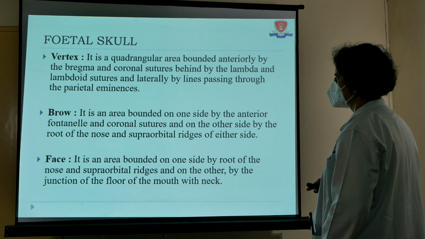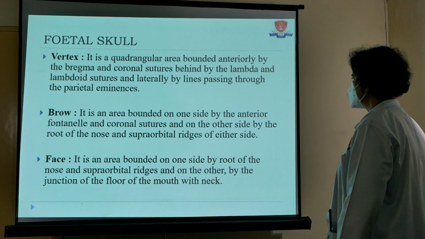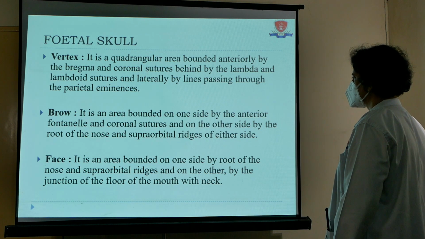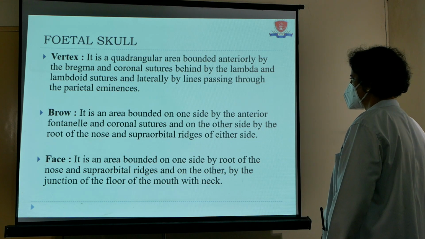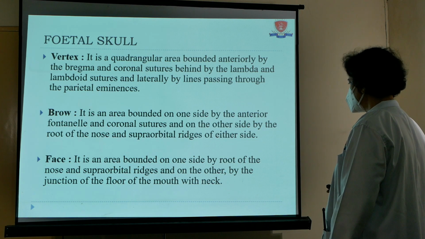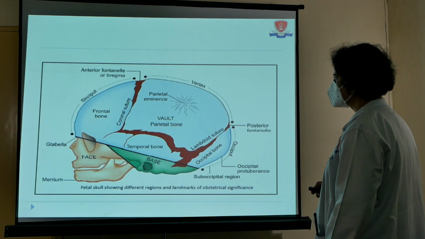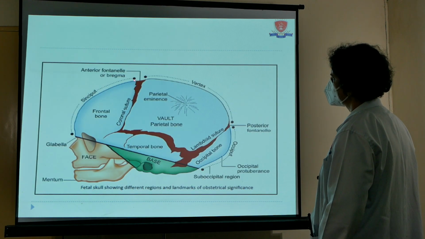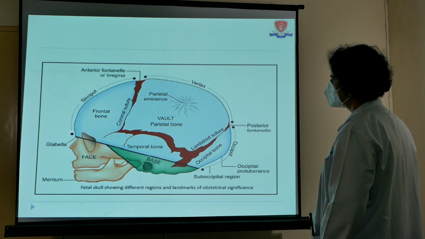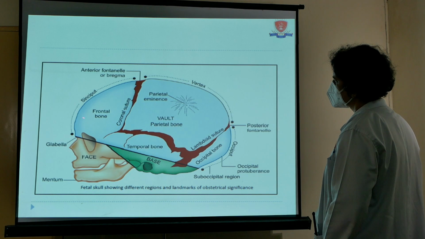The brow is an area bounded on one side by the anterior fontanelle and coronal sutures, and on the other side by the root of the nose and supraorbital ridges on either side. So this is the brow portion, this is the anterior fontanelle, and here it is the root of the nose. This frontal bone is also known as the sinciput or the brow.